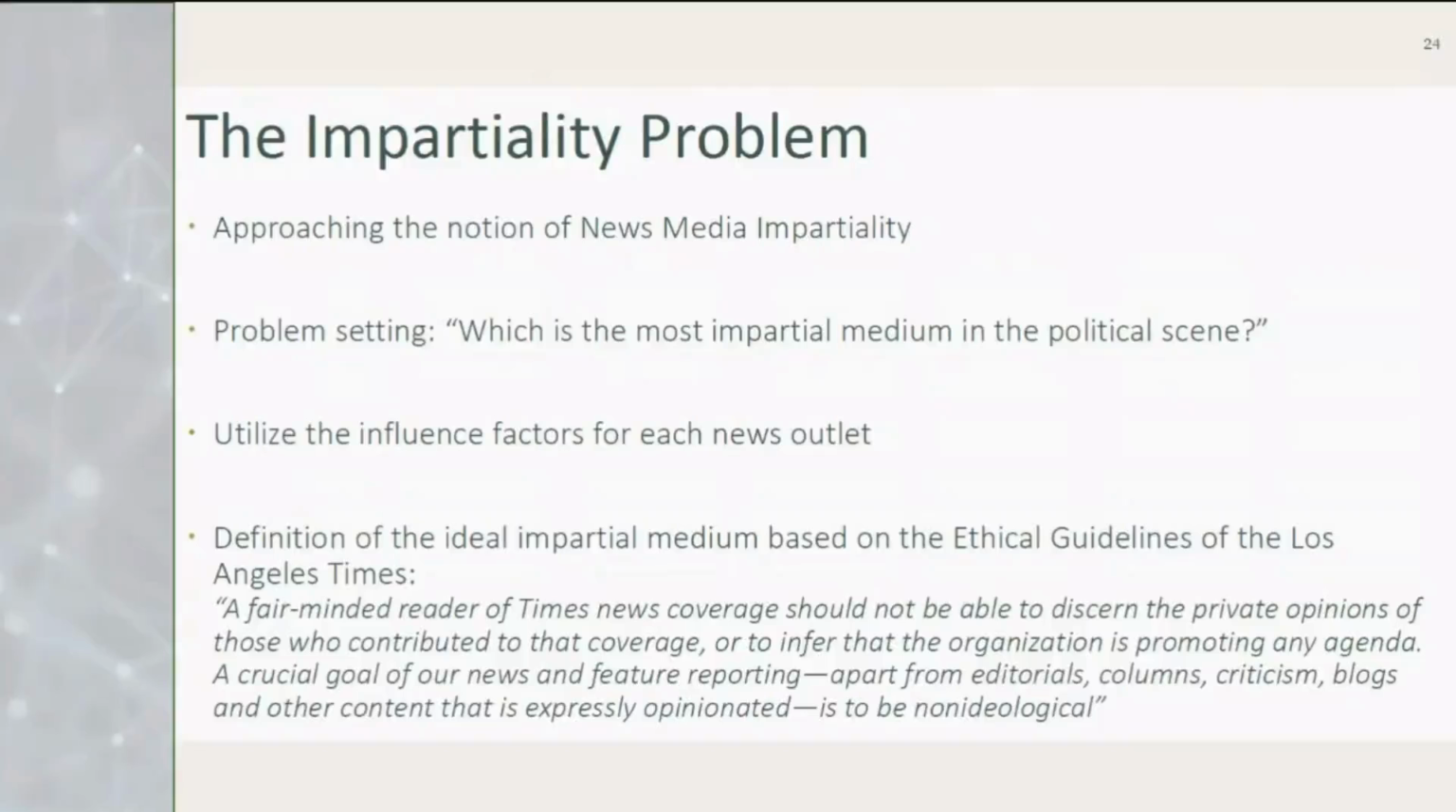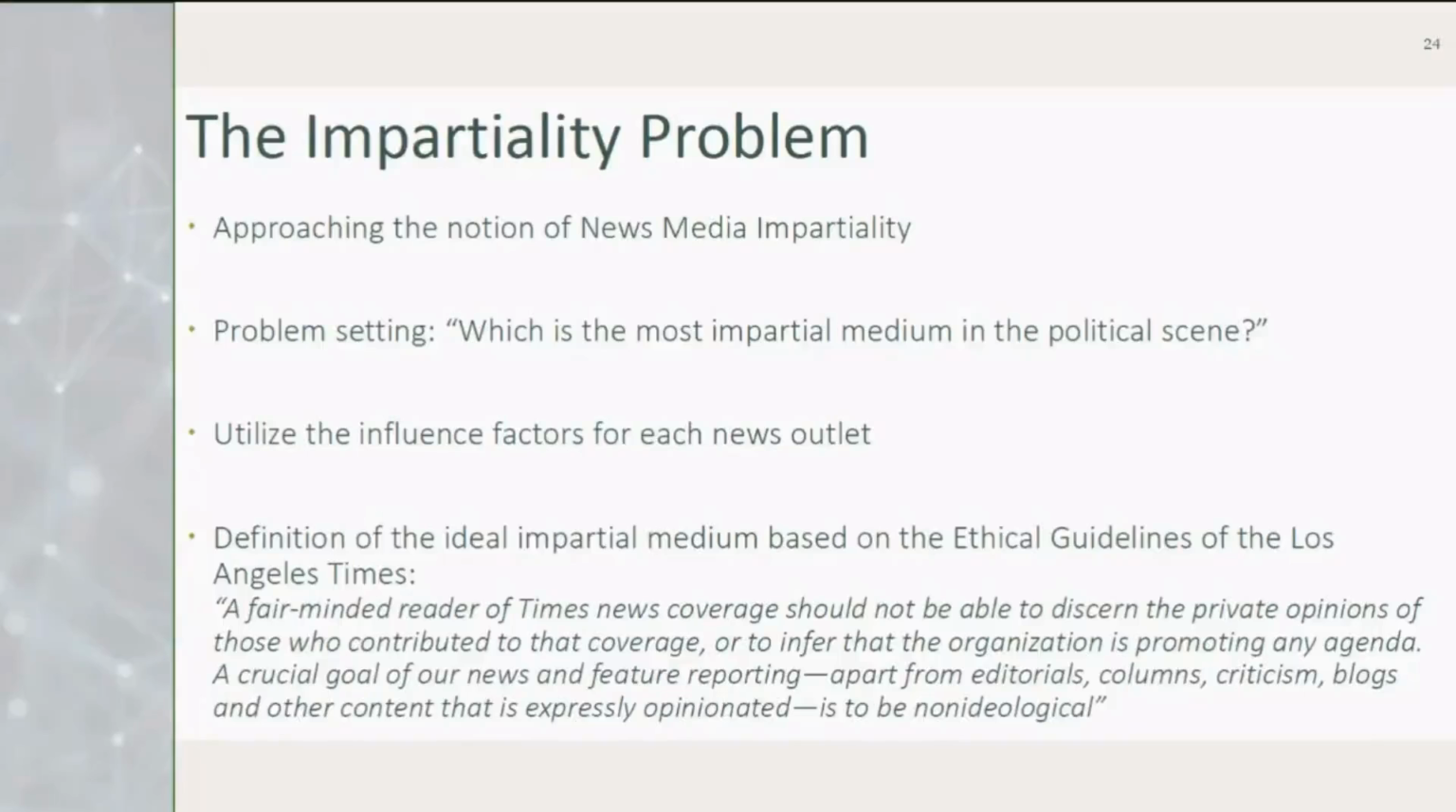We chose to approach the notion of news media impartiality, a notion that is also vague for the journalists or the news media scientists. We tried to provide answers to which is the most impartial medium in the political scene. We thought that our technique could be used to establish which is the most impartial medium based on the influence factors that were extracted from the network with the method presented before.